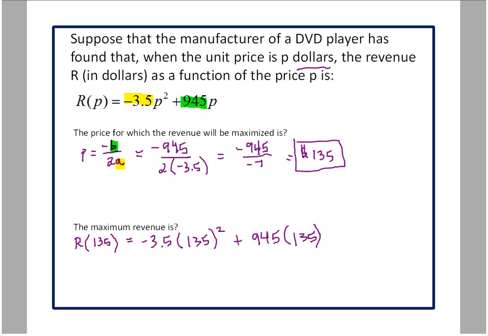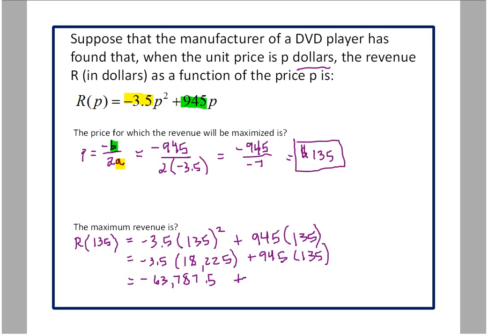So we get negative 3.5 times 18,225. And then we're going to do our multiplication. So negative 3.5 times 18,225 is a negative 63,787.5.